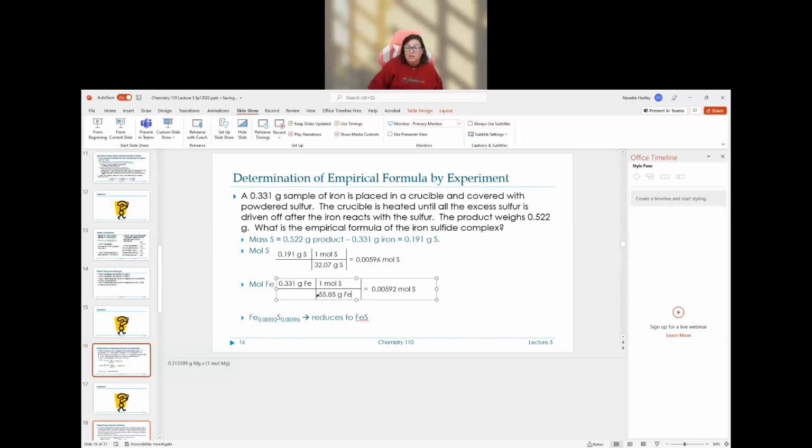Okay, so grams of sulfur divided by the molecular weight of sulfur gives me 0.00592 moles of sulfur. That reduces to FeS. I have checked that math and that is correct. All right. Questions, comments, problems on that particular process? Again, we're going through the same kind of thing. The only thing that's different is we have to calculate how much of the sulfur is used.